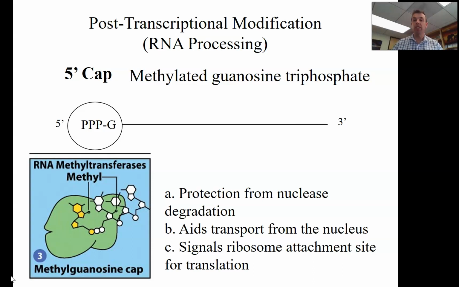It needs modifications, and there are 3 main modifications. And the first one is a 5' cap. Right? This is a methylated guanosine triphosphate cap. And here is the key to this.